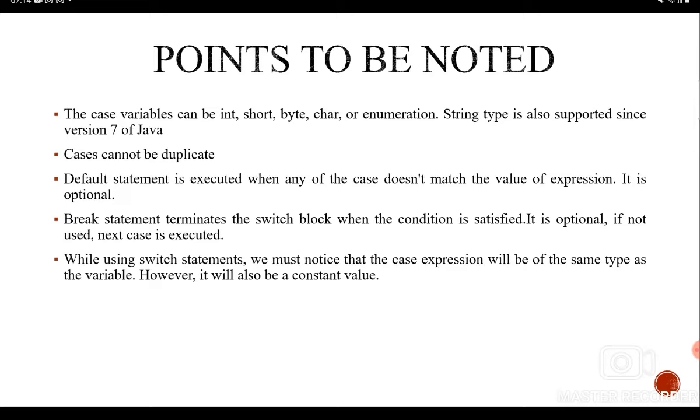So if we go further into it, we have to remember some points. First of all, the case variables can be int, short, byte, character or enumeration. So these are the different types of variables which can be chosen inside the switch case. String type is a latest addition and it is also supported since version 7 of Java. So we can switch different string variables also, but we have to remember that the string should not be represented in two different words, and if it is done so, we have to use some special characters within it. So it is supported as a latest addition of Java.